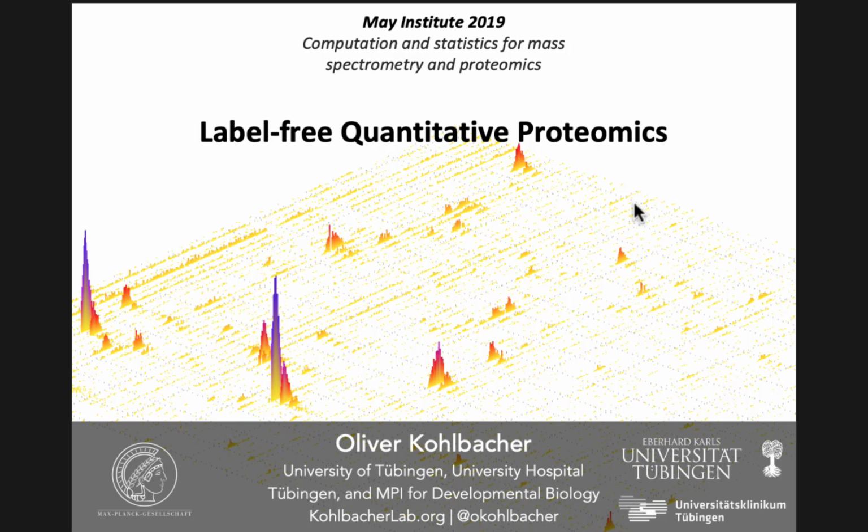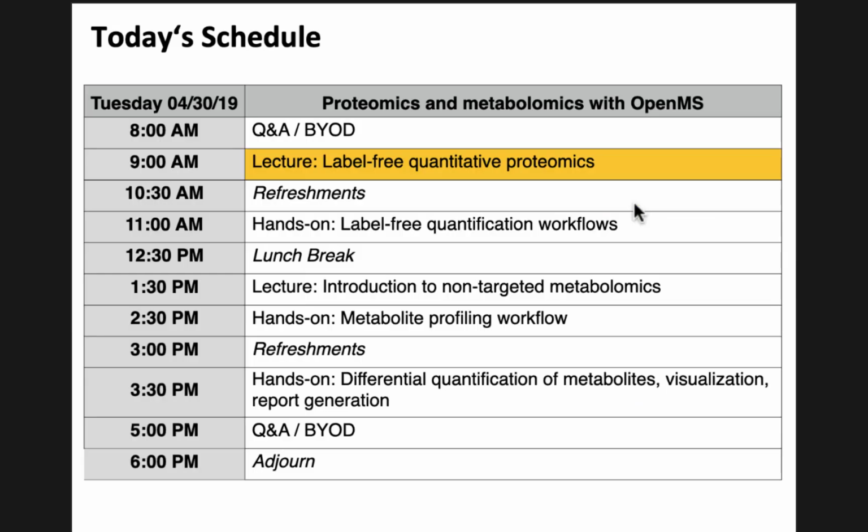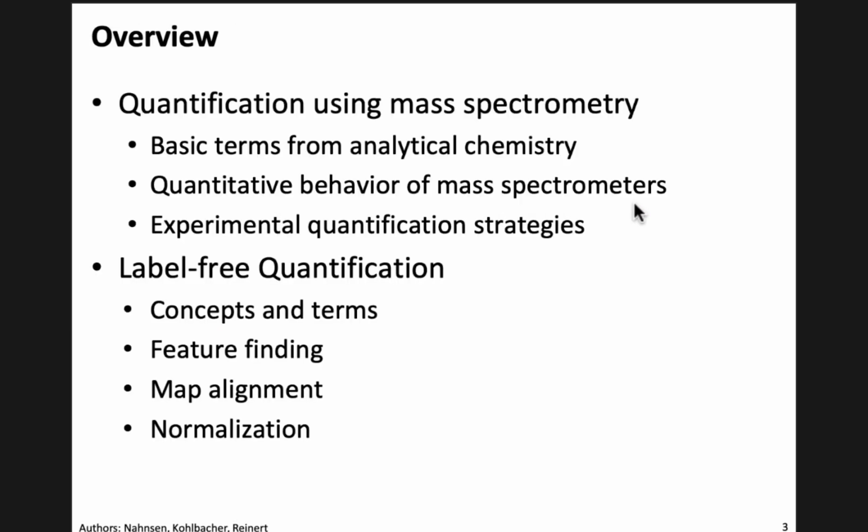This morning, I would like to talk about quantitative proteomics. That's basically the second half of what we tend to do in proteomics. This is not about knowing what is in there, but knowing how much of something is there. So what we're going to do is talk about quantification using mass spectrometry. And I will start again by defining some basic terms from analytical chemistry.